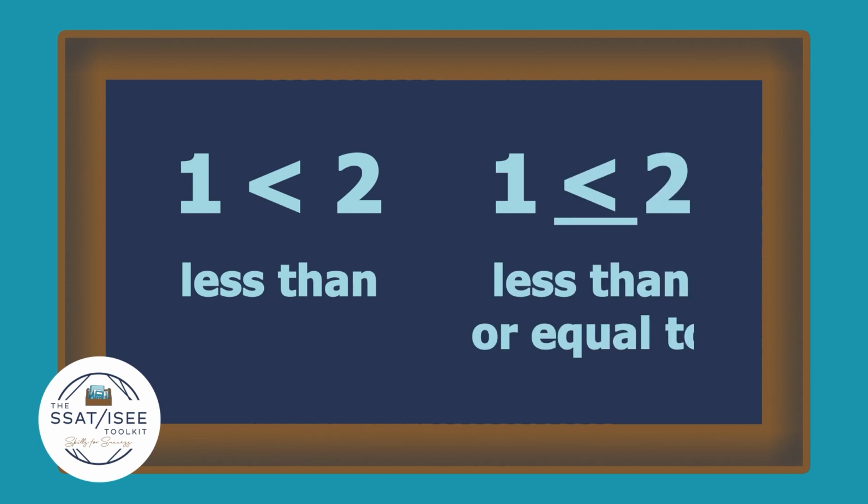The symbol on the left is a less than sign, and the symbol on the right is a less than or equal to sign. The smaller number goes next to the pointed part of the arrow.